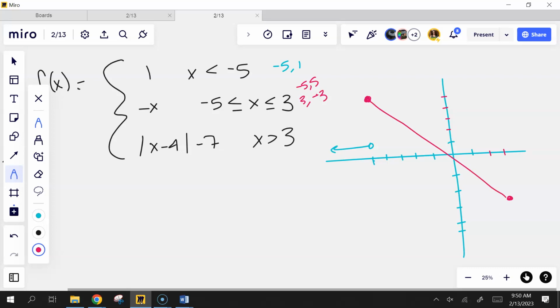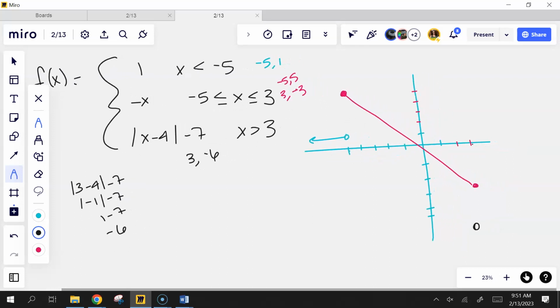Now for the last one, this is where it gets a little bit more complicated, but we're going to use the easy way that we talked about Friday. I'm going to plug in 3 first, and when I plug in 3, what do I get? If you plug in 3, you get -6, right? So is that open or closed? Open. So 3, -6 will be down here.